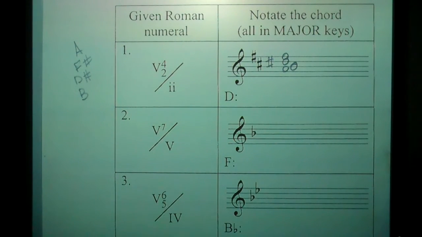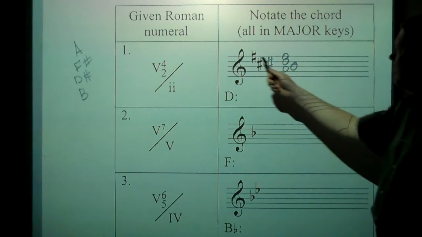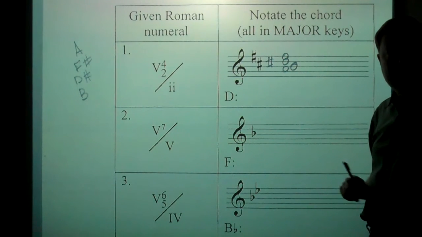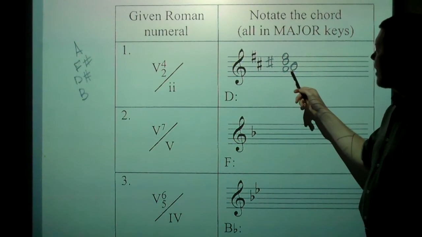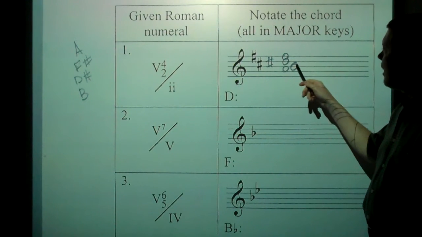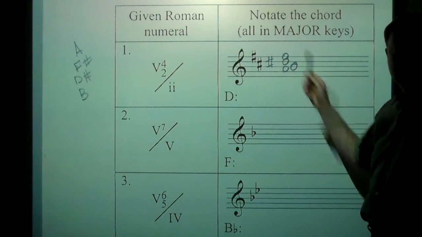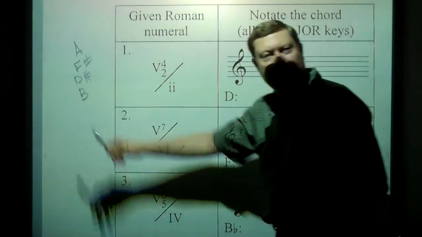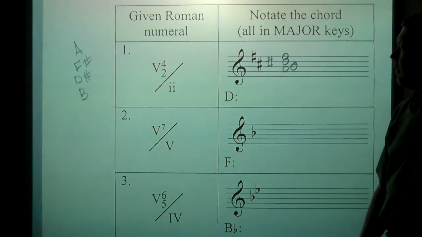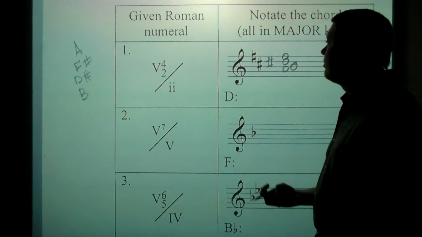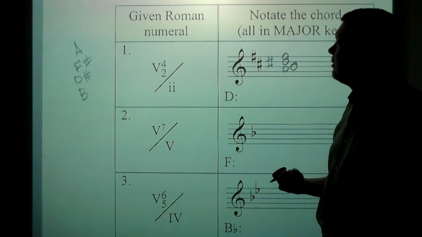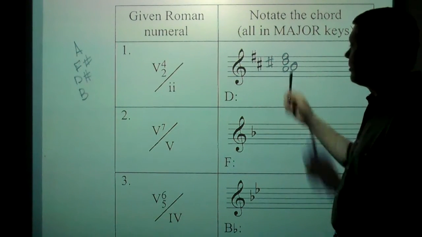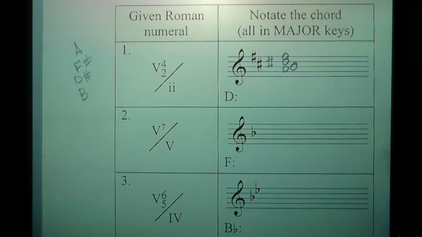Now, I guess I could put a sharp on the F, but it looks like F sharp is already in the key signature. So really, my final answer just needs to be A, B, D sharp, and this F is already sharp from the key signature. And those are the exact notes that I had come up with. Those are the exact notes I had chosen. That's going to be the answer, and so I write them on the staff.